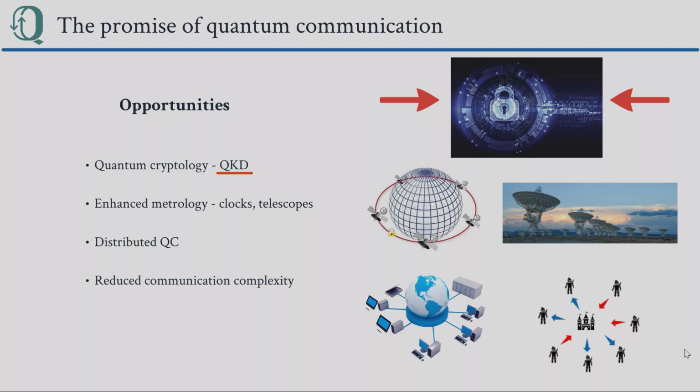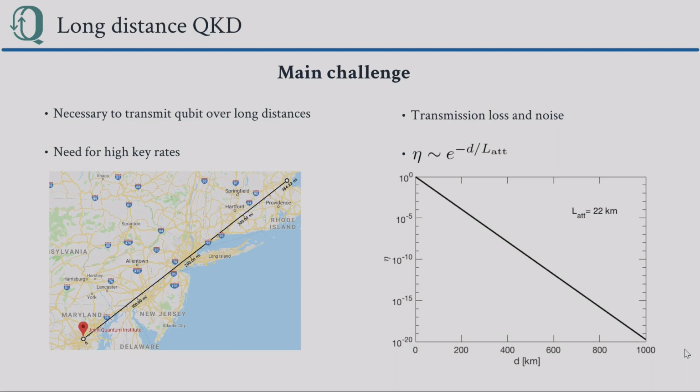The main challenge of quantum communication, at least for long distances, is that there are transmission losses. We need to transmit a qubit over a long distance, and we need high key rates. But just sending it through a fiber won't work. There's an attenuation length, at best at telecom wavelength maybe 22 kilometers, which means that if you're sending it over 1,000 kilometers, it's very unlikely that the photon will actually make it. So even though we have a fast emission rate, we're still not going to get the photon within a reasonable time frame. So how do we deal with that?